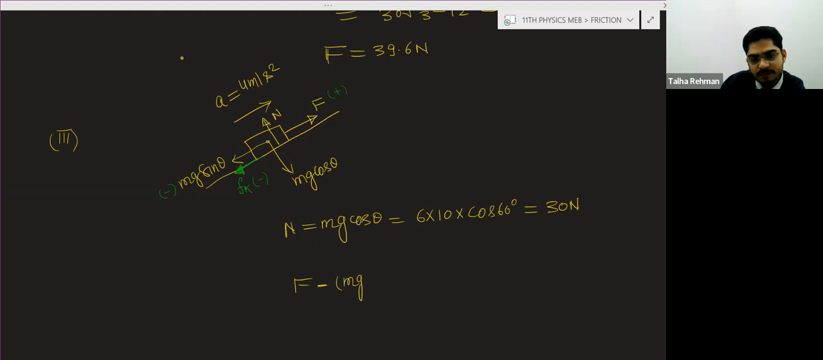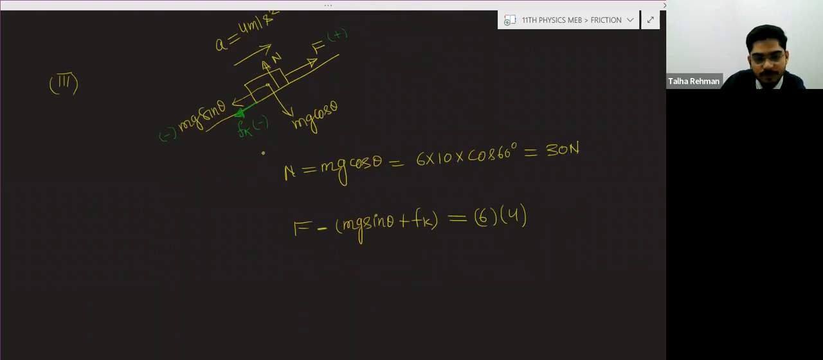So net force will be F minus mg sin theta plus Fk. This is equal to the net force on the block, which is equal to mass into acceleration. Mass of the block is 6 and acceleration of the block is 4. Now it is so simple. This is equal to 6 into 4, which is 24, plus mg sin theta plus Fk.